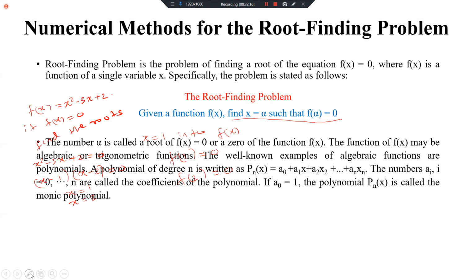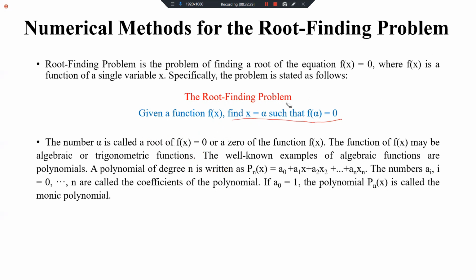First, I will erase these things, as you can see on the slide. The number alpha is called a root of f(x) equals 0. The function f(x) may be an algebraic one or a trigonometric function. Trigonometric means some sine curve or cos curve or whatever. The well-known examples of algebraic functions are polynomials.